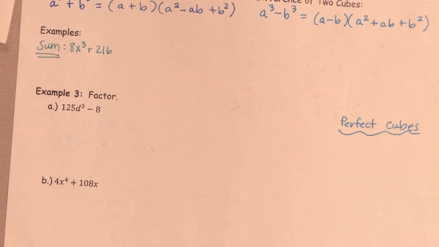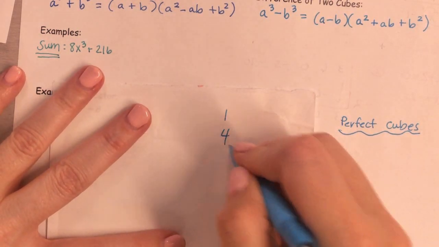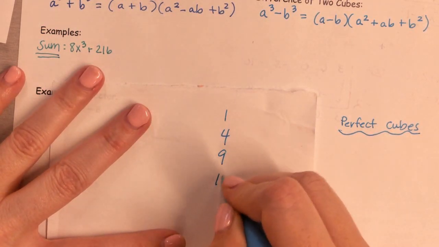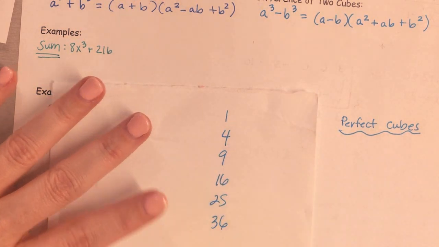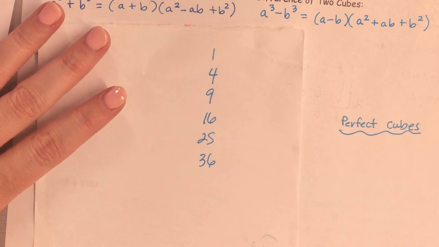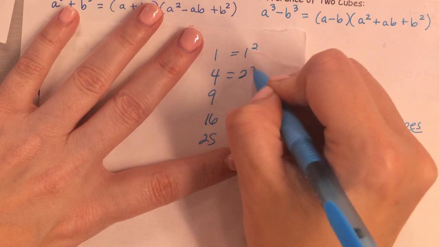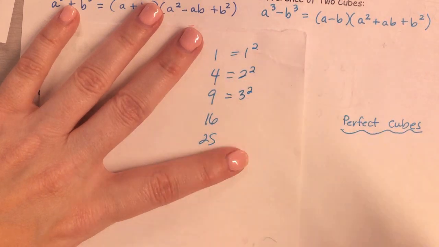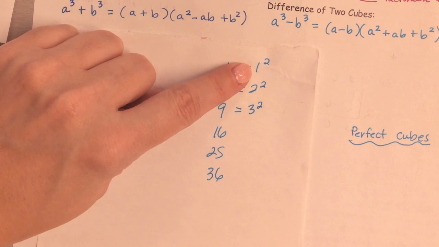Actually, first, let's talk about some perfect squares. What are my perfect squares? Yep. 1, 4, 9, 16, 25, 36. Where do these come from? Multiply what? Yeah, 1 by 1. So this is 1 squared, 2 squared, 3 squared. So to do the perfect cubes, we're going to have to do 1 to the third.